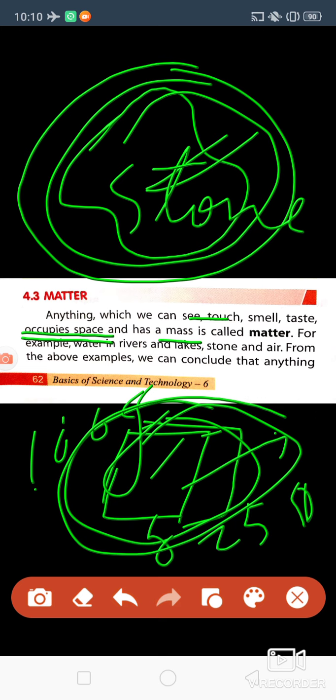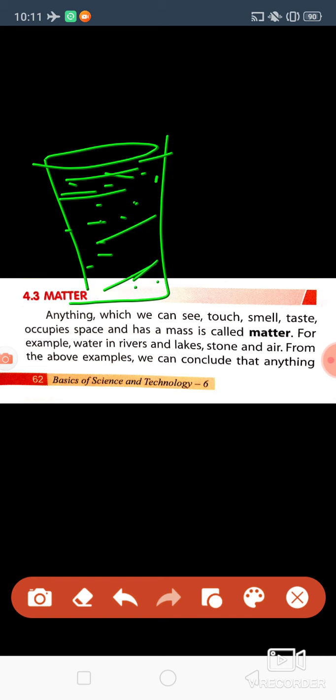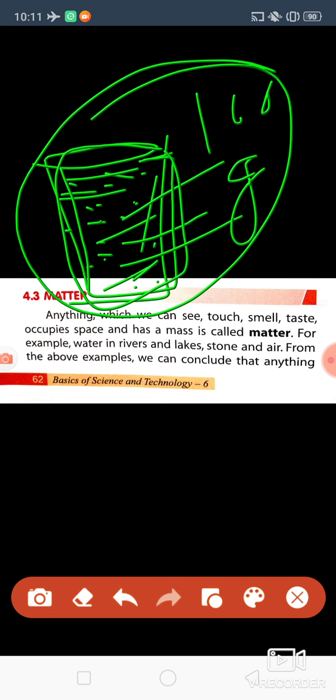Got it? Now take the example of water in a glass. Suppose this glass is full of water. Can we say that this water is matter? Yes, of course. We can see the water and it is occupying this much space, and if you measure it, it will have some mass, isn't it? 100 gram, 50 gram, anything, it will have some mass. So we can say that water is matter.